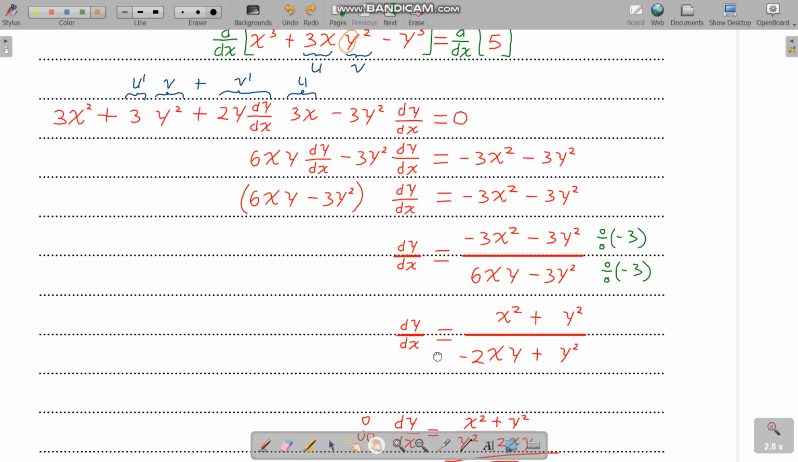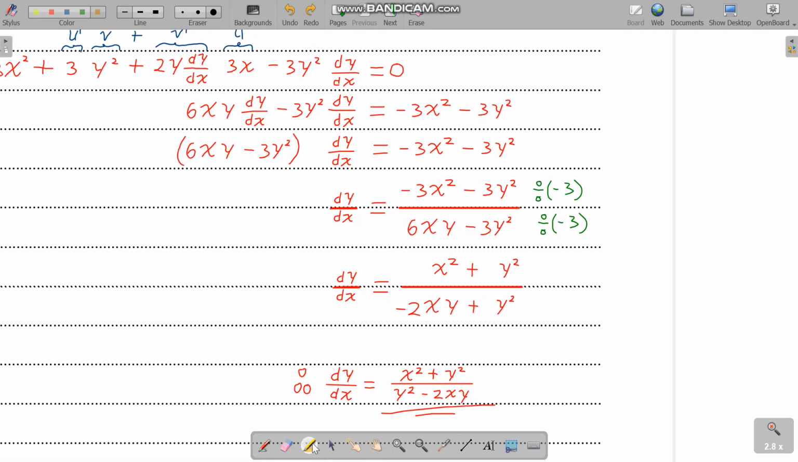And to get the form we need to prove, we can divide both parts of the fraction by minus 3. So this becomes plus 1, minus 2, plus 1. And just rearrange, swap these two terms in the denominator, and we get exactly what we need to prove.